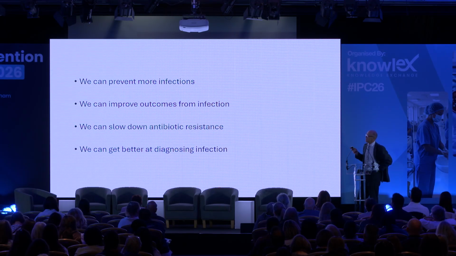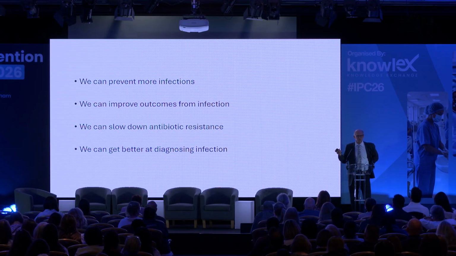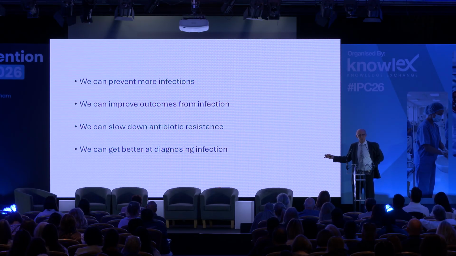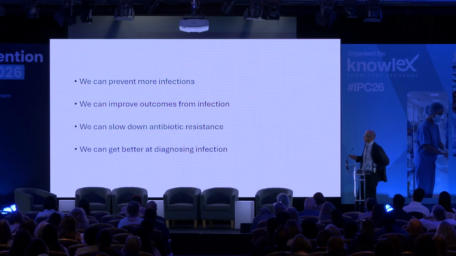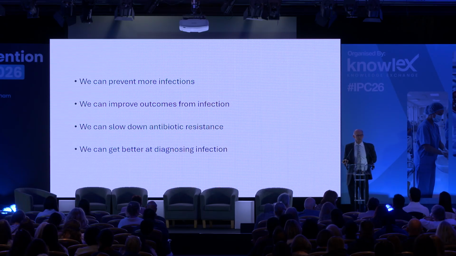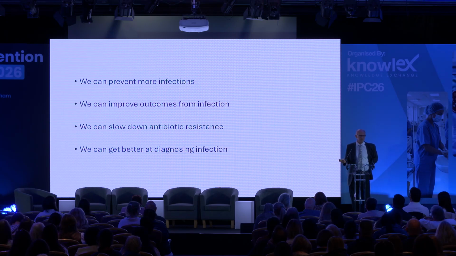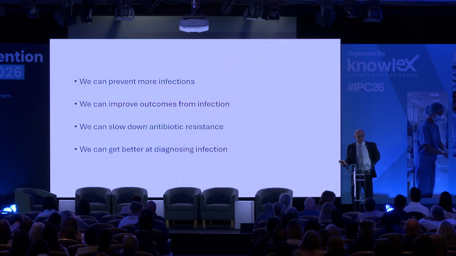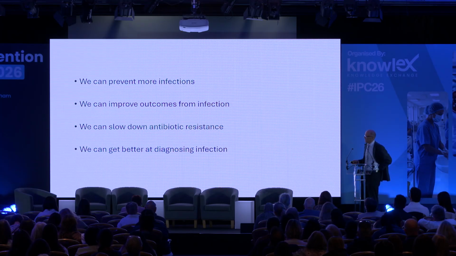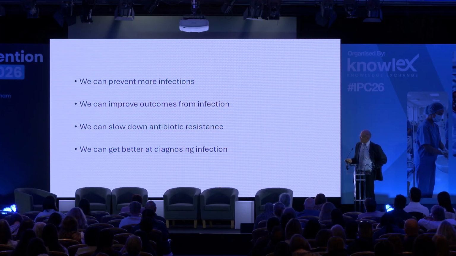We can improve outcomes, and I've given you plenty of clues and showed you some real-world data at the end. We can slow down antibiotic resistance, and the best, simple way of doing that is to use fewer antibiotics when they're inappropriate, but not when they are appropriate. And last but not least, we can get better at diagnosing infection.